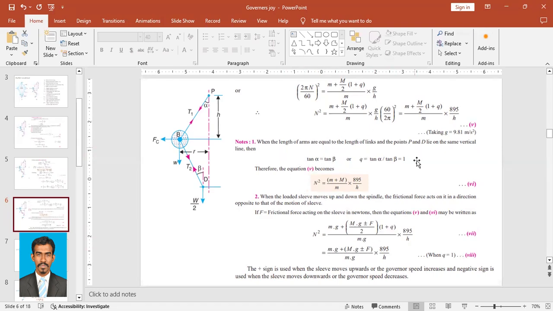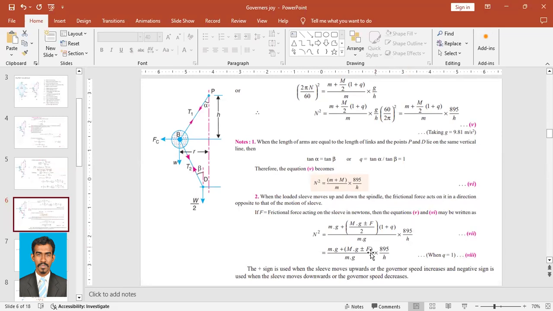When this condition is true, that is, when these two arms are equal and these points are on the same shaft, this would be satisfied, that is Q is equal to 1. So 1 plus 1 is 2, and that 2 and this 2 will be cancelled out. Under such a condition, when the friction is acting, N squared equals mg plus capital Mg plus or minus F upon mg into 895 upon h.